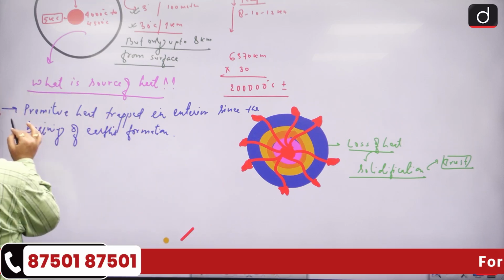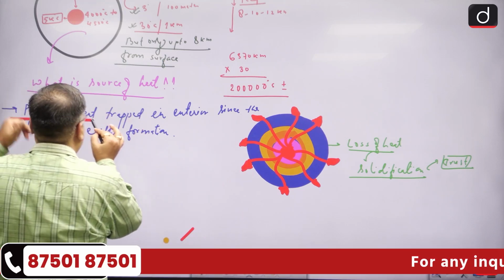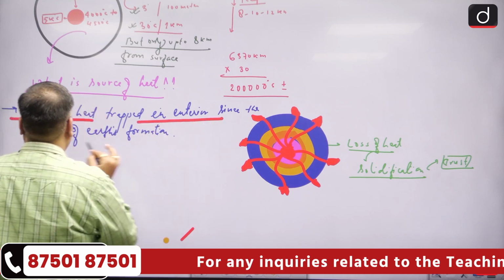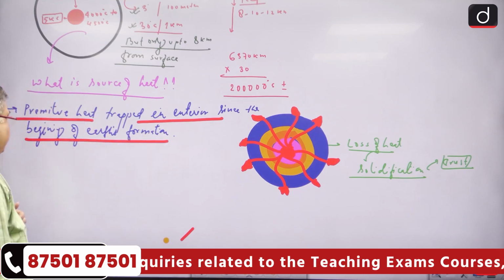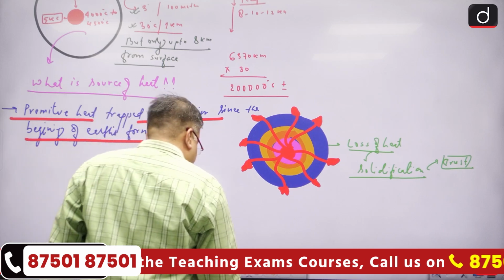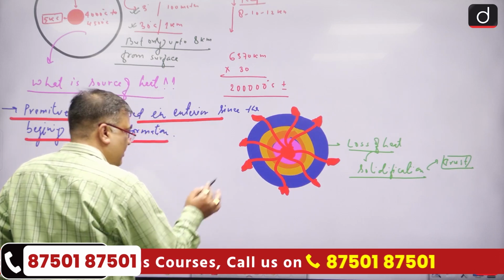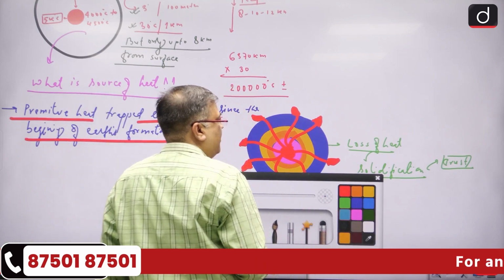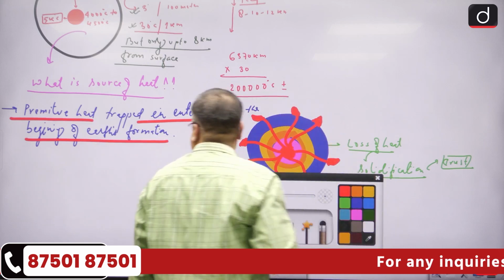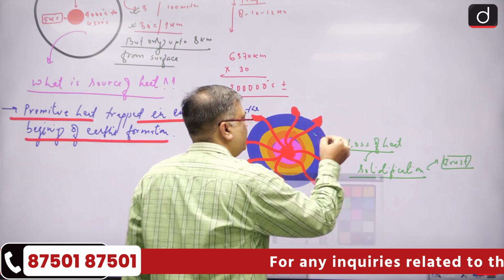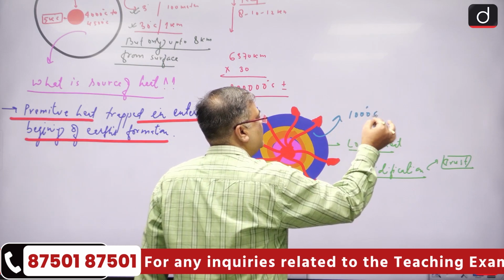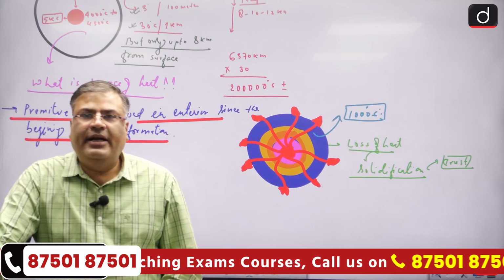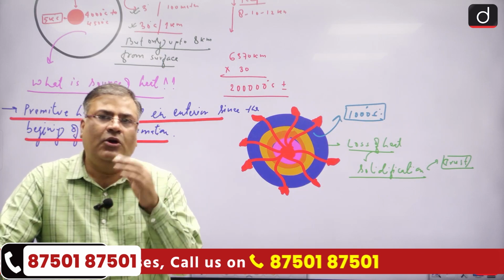And this is point number 1: the primitive heat trapped in the interior since the beginning of the Earth's formation. Now, scientists have concluded that this is true. But because of this trapped heat, the temperature in the interior should be around 1000 degrees C, not more than that.